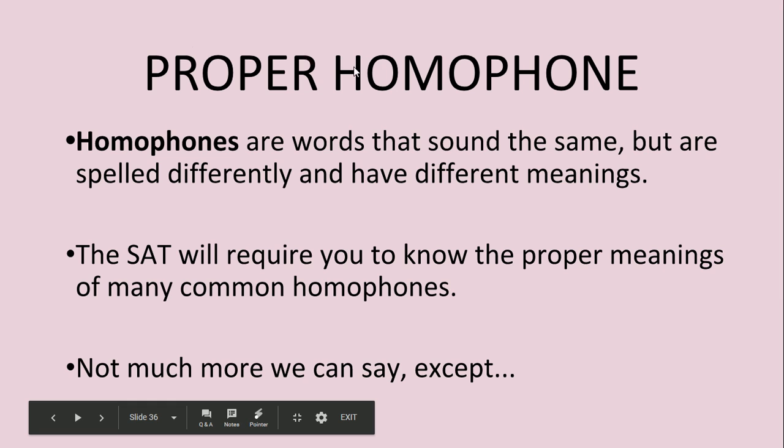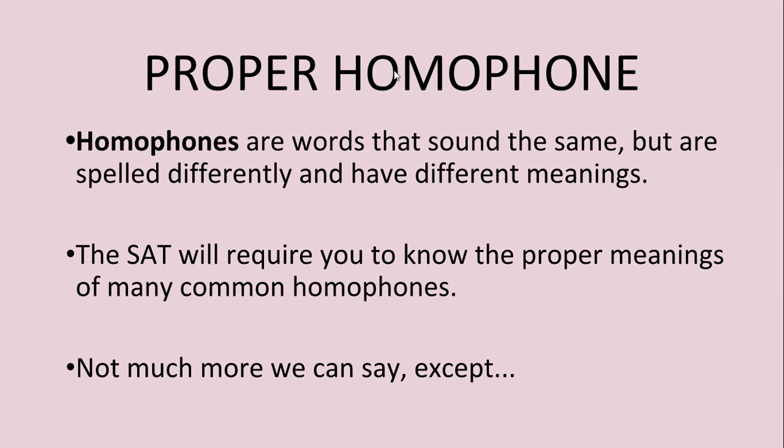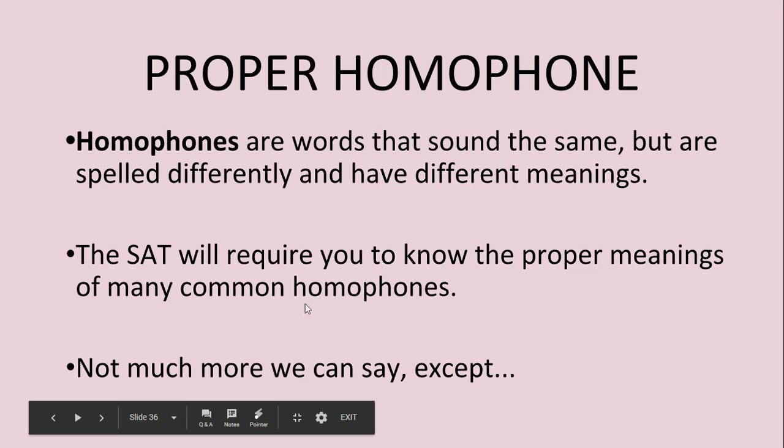So proper homophones, or homophone, or yeah, I guess those are the two ways of saying it. I usually say homophone, but you could also say homophone. Homophones are words that sound the same but are spelled differently and have different meanings. So remember, this is in the broader category of clarity. And we need to keep these things clear. The SAT will require students to know the proper meanings of many common homophones.